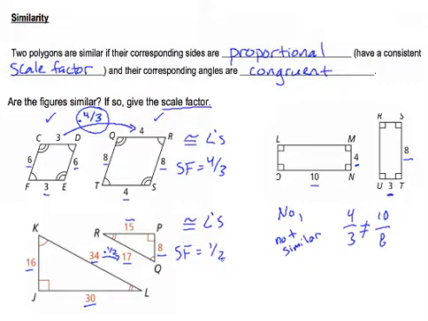All right, and so that is our definition of similarity. We're looking to see, do we have 4 congruent angles, or are all the angles congruent? It doesn't have to be 4, just however many angles the shape has. And are all the corresponding sides proportional?